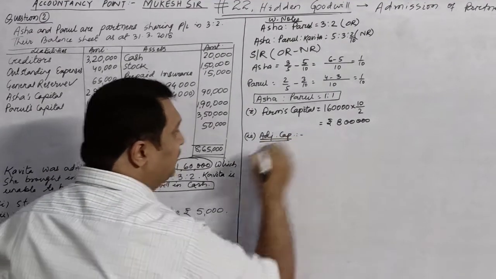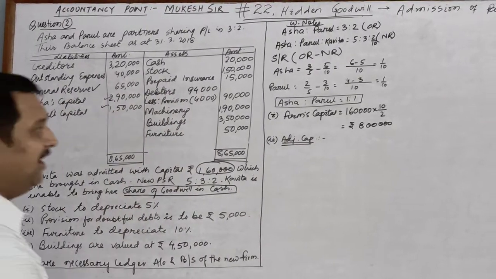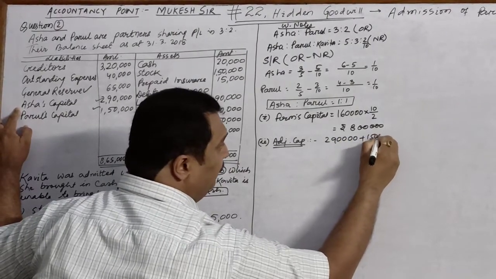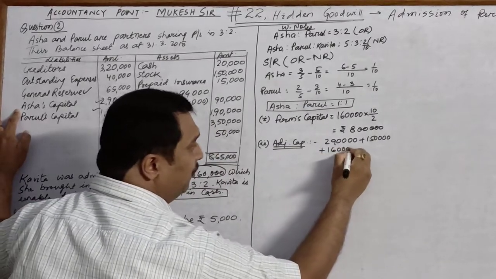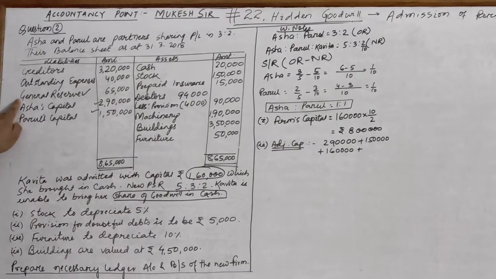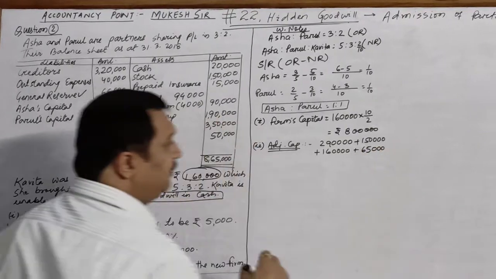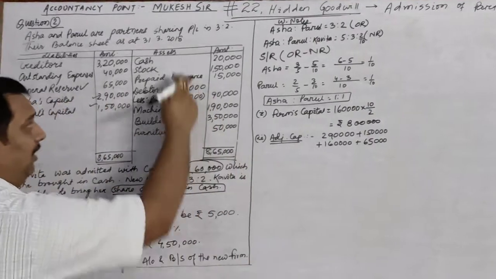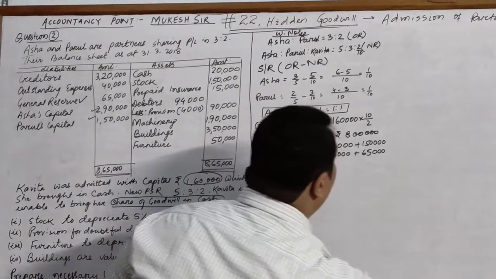How to calculate the adjusted capital? In order to calculate adjusted capital, I need the capital of old partners. That means 2,90,000 plus 1,50,000 plus the new partner's capital. She has brought 1,60,000. Plus there is a general reserve, if you can see over here, of rupees 65,000. So I will write 65,000 over here, but there is nothing else. There is no deferred revenue expenditure on the asset side.